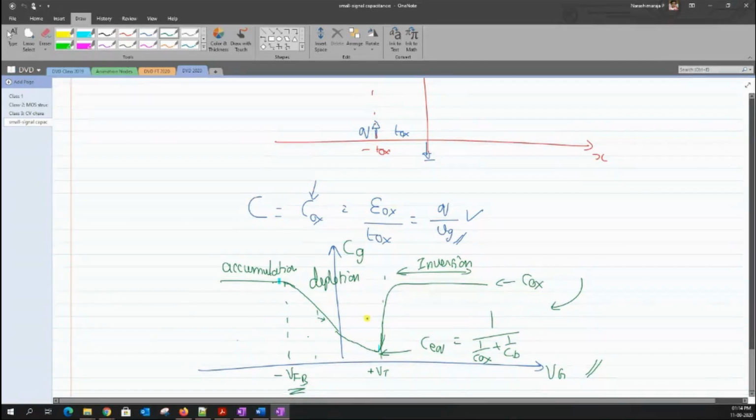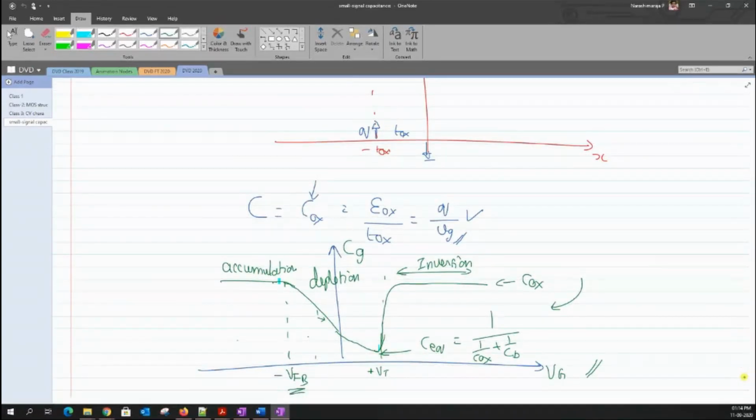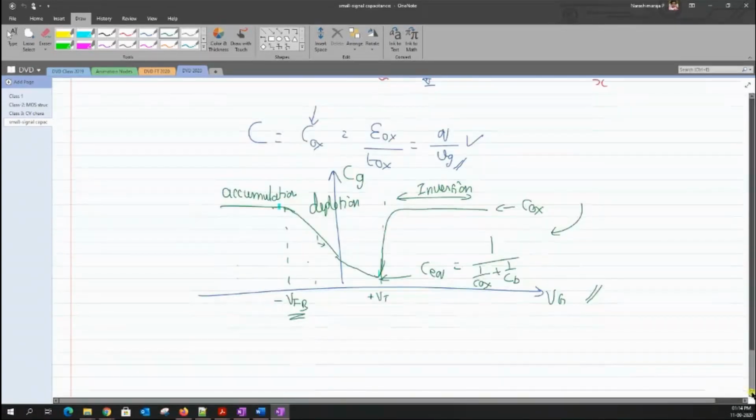Clear? So, yes? Flat band voltage is to flatten the Fermi level. So how does depletion or accumulation come into the picture?